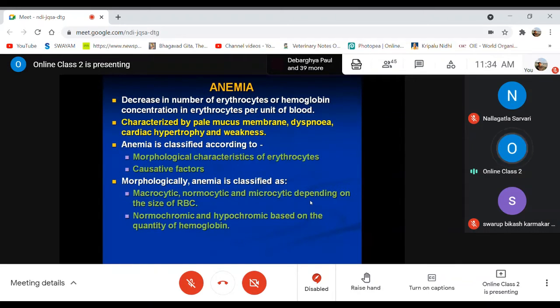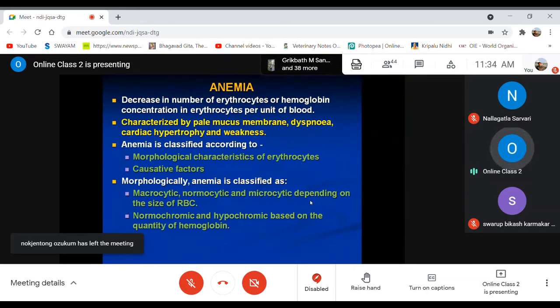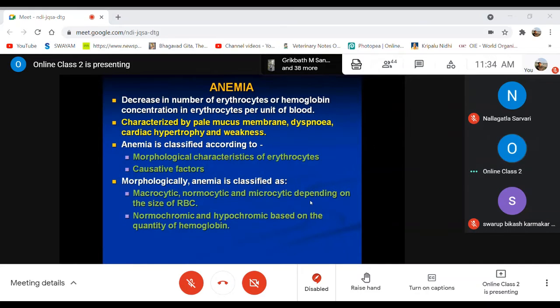But most commonly, whenever we are talking about anemia, even if you go to medical doctors for examination or treatment, first they see whether you are anemic or not. That means by observing the mucous membrane, particularly the conjunctiva, they see whether you are anemic or not.